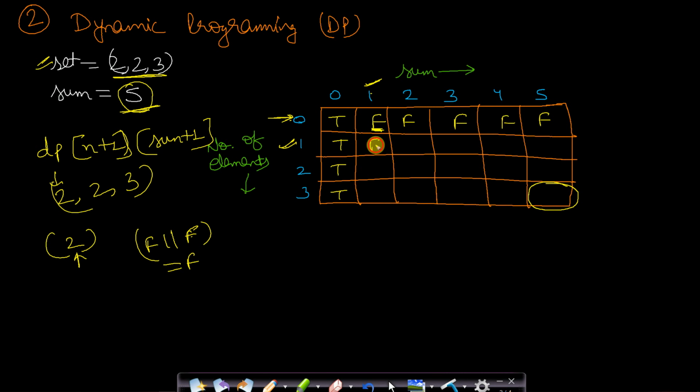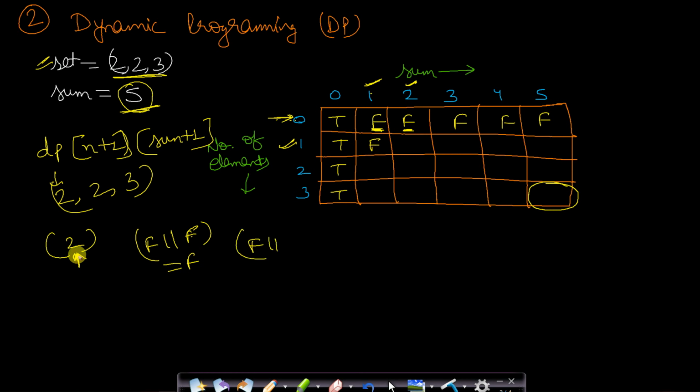Therefore, this will come out to be false. Now let us move on to the second column. We are required to find a sum 2. Can we find a sum 2 without including the first element? It is false. You can see that if we have number of elements to be 0, we cannot find 2. So here comes false.